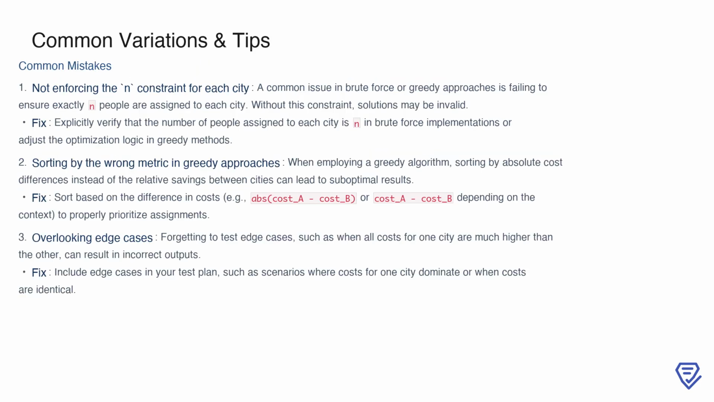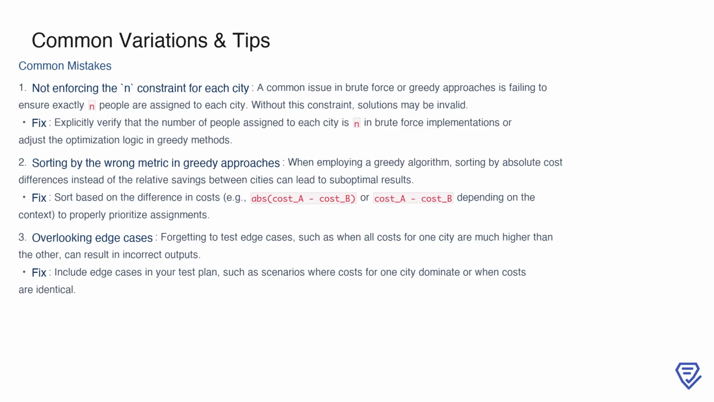In this problem, there are several common mistakes to watch out for. One major issue is not enforcing the constraint that exactly n people must be assigned to each city. For example, in a brute force or greedy solution, it's easy to overlook this and end up with an uneven distribution. To avoid this, you need to explicitly verify the count of people assigned to each city in brute force methods or carefully adjust the logic in greedy approaches to ensure compliance.